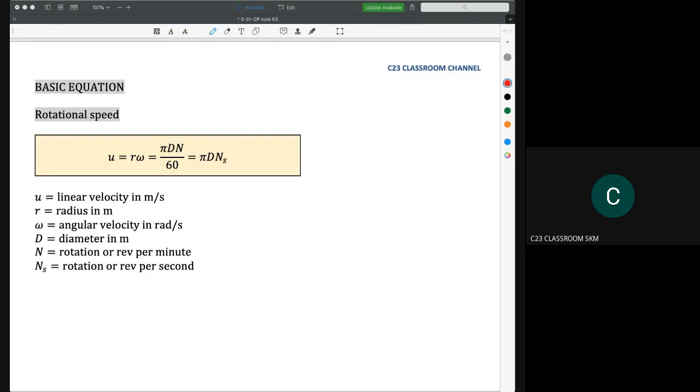Here, I would like to discuss with you a few basic equations that you really need to know, and you really need to remember this one because it is very important for you to solve problems. Okay, the first one is about the rotational speed. Please bear in mind that we actually have two types of speed. One is called linear and one is called rotational.